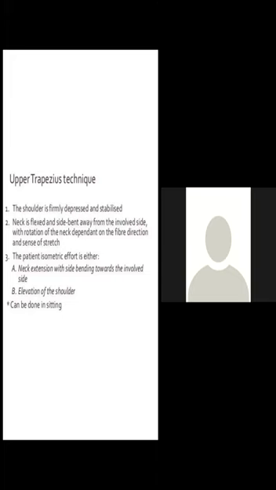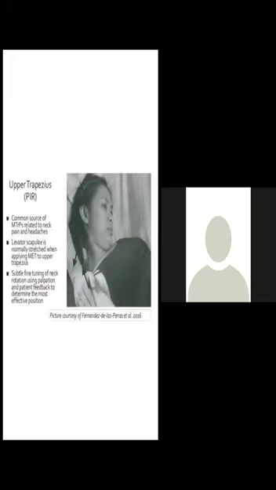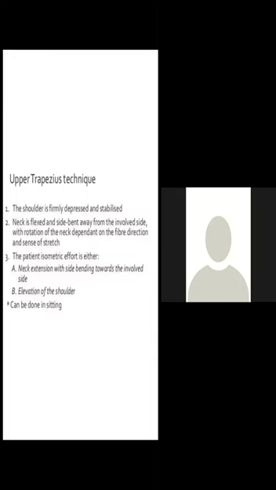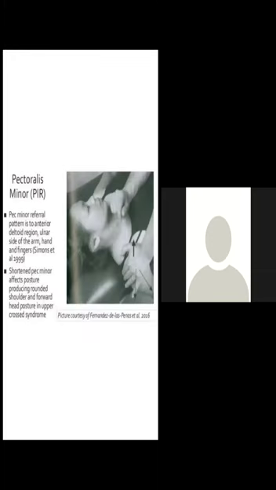So you can perform this. Here they have shown it in the lying position. You can perform this in the sitting position as well. Then there is the pectoralis minor as well. So that is one example of the upper limb, and one more I'll take for the lower limb.